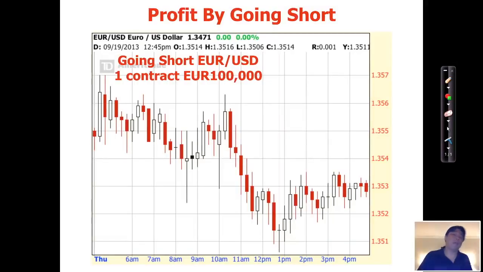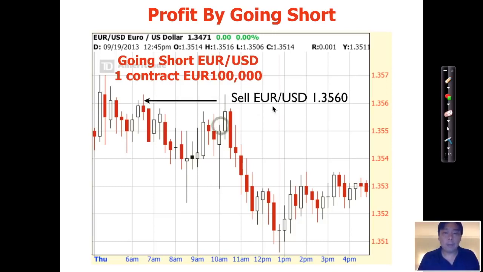Let's look at the opposite scenario, which is going short. In this case, we believe the Euro USD is going down, or the Euro is depreciating against the dollar. So we want to go short, and we short Euro USD at 3560. We short one standard contract, one lot, which is 100,000 euros. Say we are right, it goes down, and we then buy it back at 3520. How many pips do you earn?